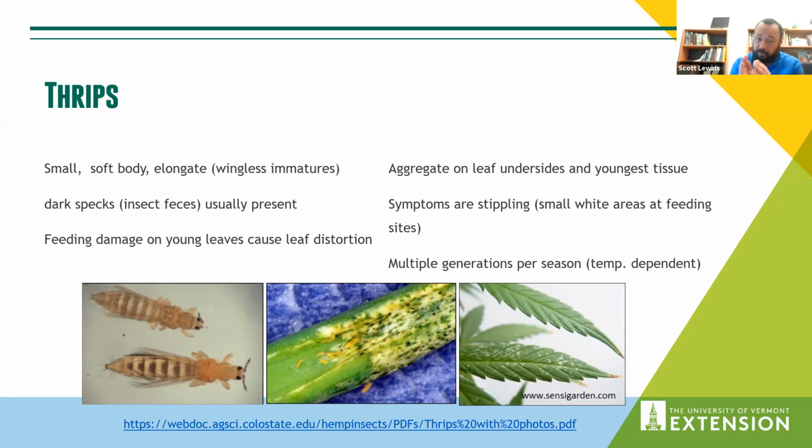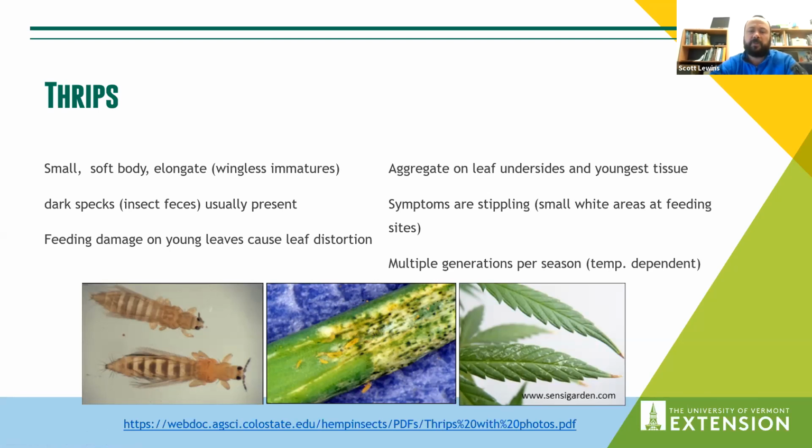If you've got developing plants, those leaves can be a little distorted as they grow after the damage, right? These guys aggregate in the youngest tissue. You see that stippling. It's a little bit different than the two-spotted spider mites. It's kind of a whitish color because they're actually feeding on the cells inside the leaf.